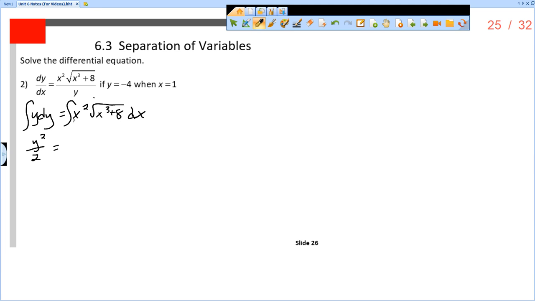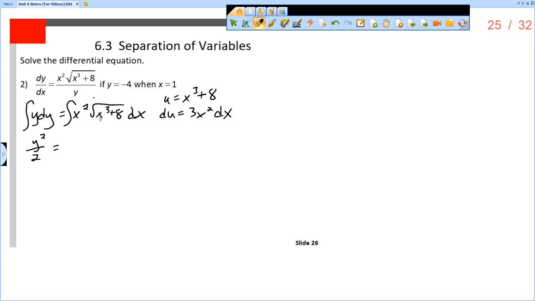Now, in order to integrate x squared times the square root of x cubed plus 8, I'm going to need a u substitution. So what is u? Well, first of all, I always look at the function inside of a function. So I have the x cubed plus 8 inside of the square root. So x cubed plus 8 sounds like a good u to try. So du is 3x squared dx.